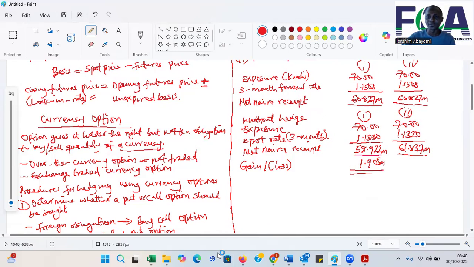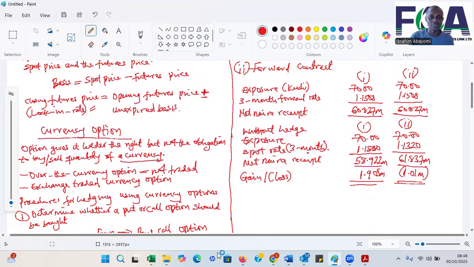We gain 1.905 million. Then here, I use forward contract, I receive 60.827. But if I did not hedge, I would have received 61.837. So I'm losing. What's the loss? 60.827 minus 61.837. What's the loss? 1.01 million. Loss. So that's the result of the forward contract.